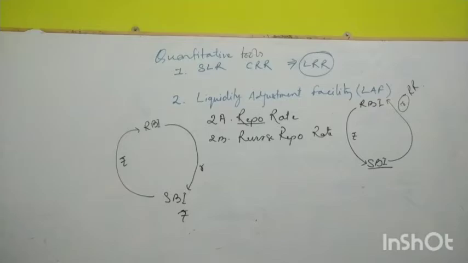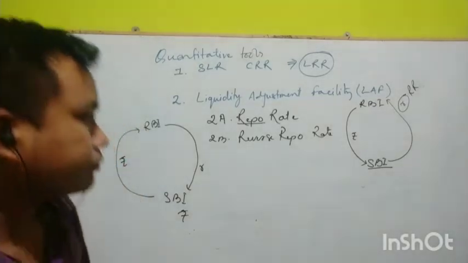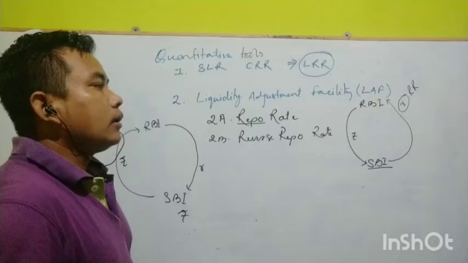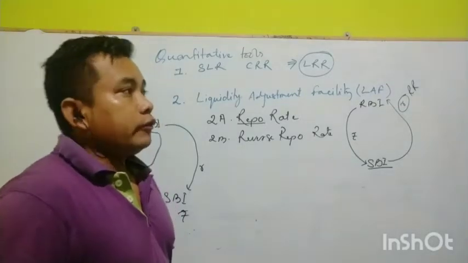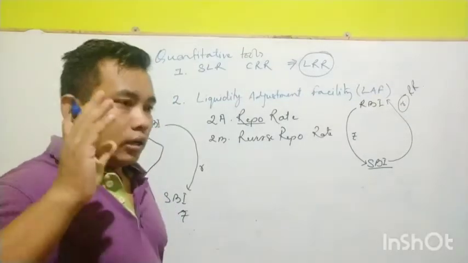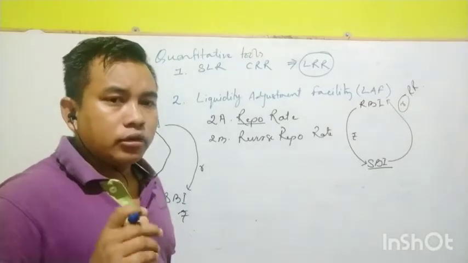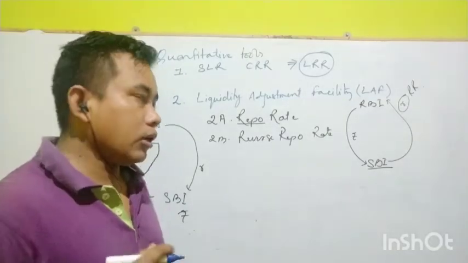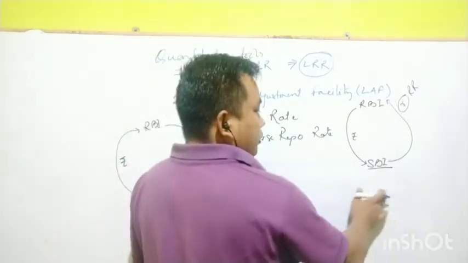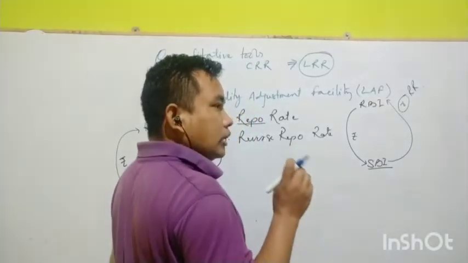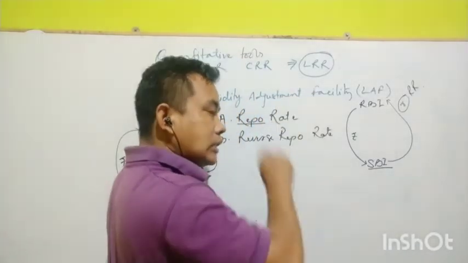How will it be done? Look here, I'm going to explain. First, the definition of money supply. As I told you, most likely I will try to finish this today. Money supply refers to the amount of money in circulation.